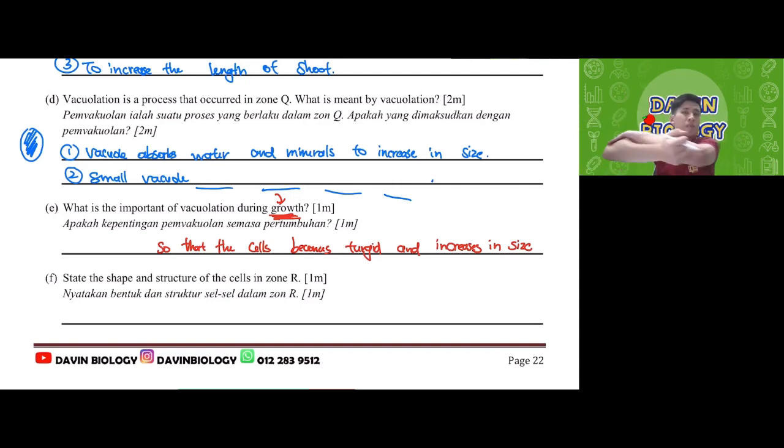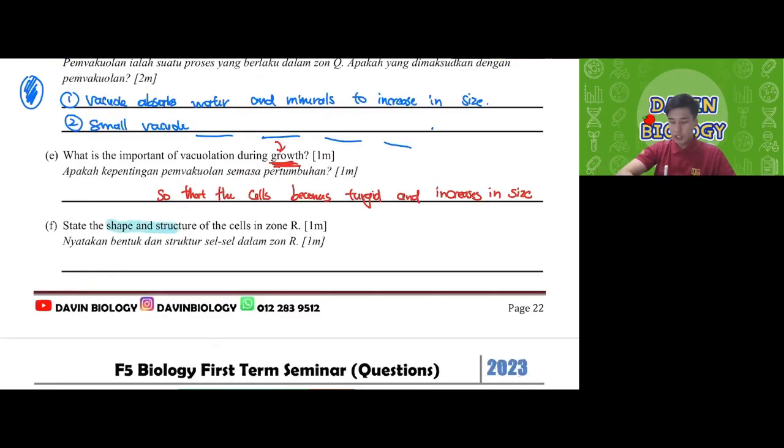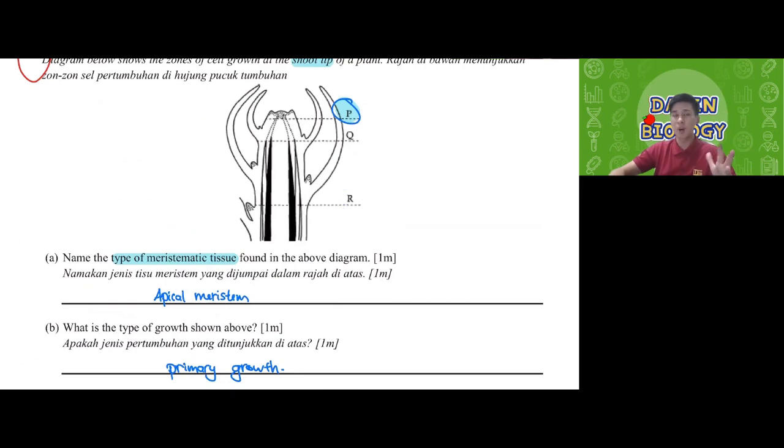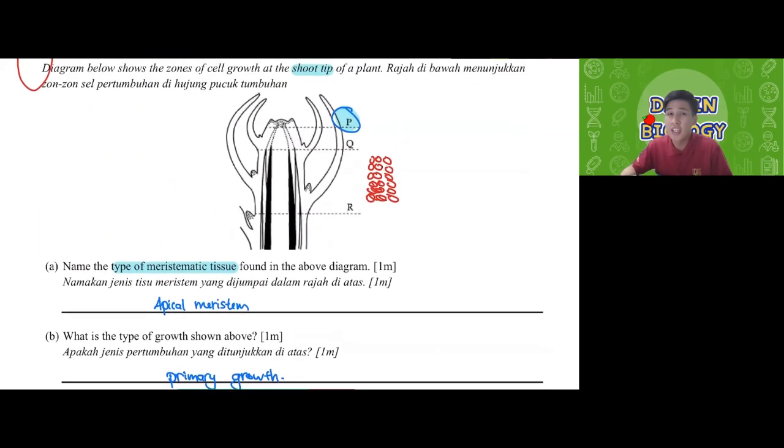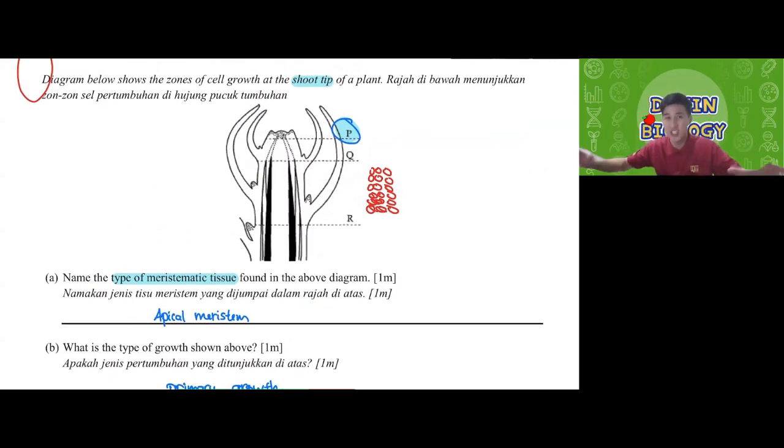Okay, last one. Now, I want you guys to think a bit. State the shape and structure of cells in zone R. First, do you think the shape and structures of the cells in zone R are the same or not? Yes or no, guys? Come on, everybody, give me your answer. Okay, all of you say no, very good. Why no? What caused them to be not the same? Exactly, they already undergo differentiation. That's why they are different. That's how we remember: zone of cell differentiation. They all become specialized cells already. They're all different. If you ask about P and Q, then of course they are the same. They are babies. Here they are really different.